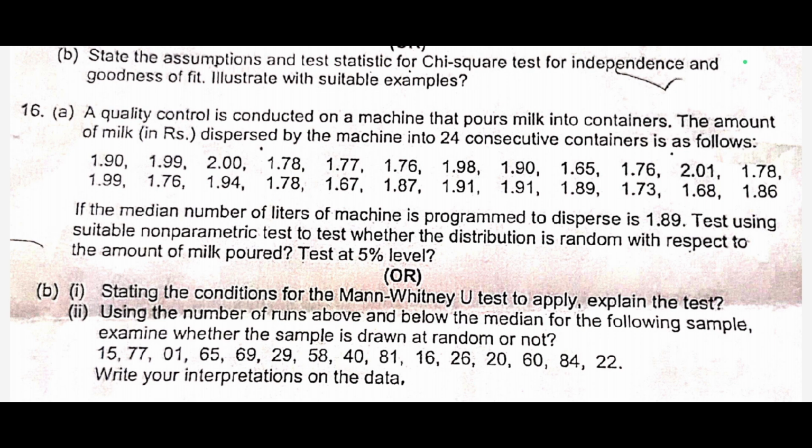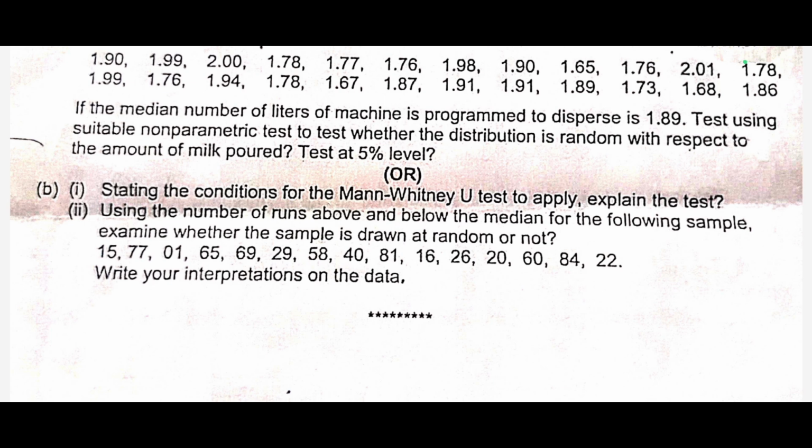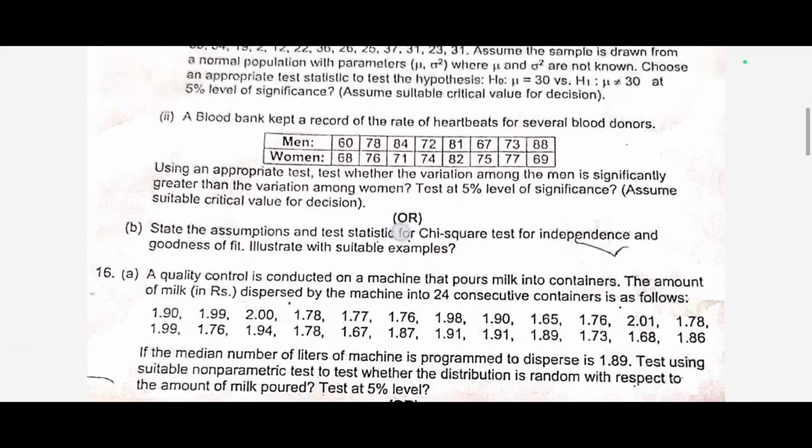Next, coming to another application question. Stating the conditions for Mann-Whitney U test, explain the test, and using the number of runs above and below the median of the following sample, whether the sample is drawn at random or not. Write your interpretations on the data. So this is a run test. So that is what our question paper is here.